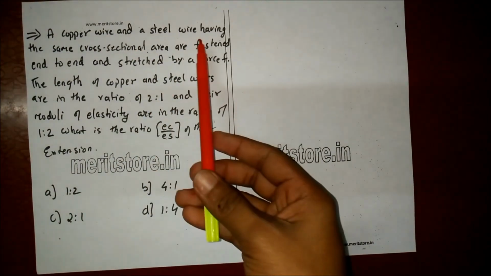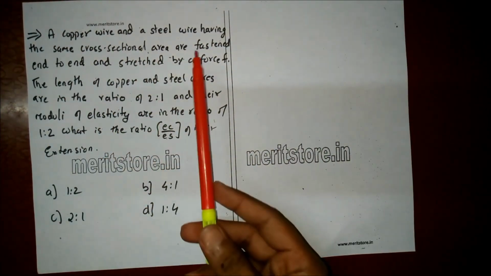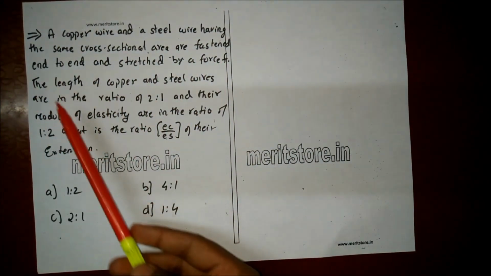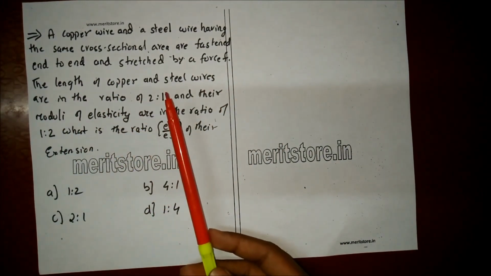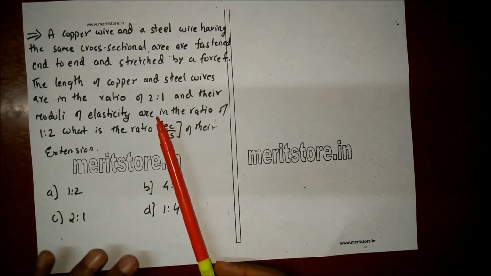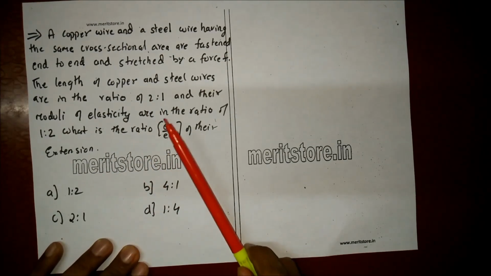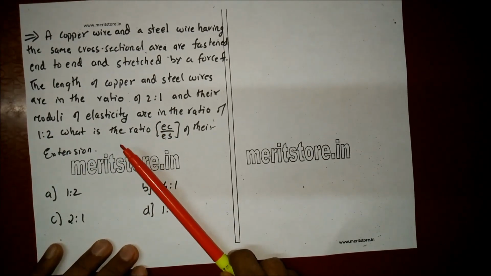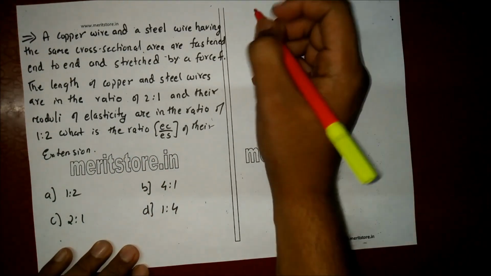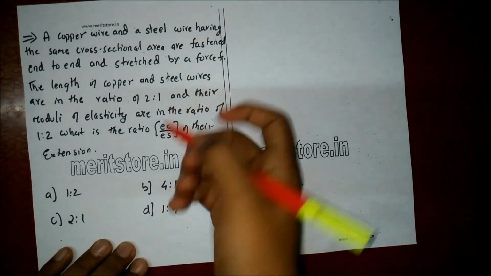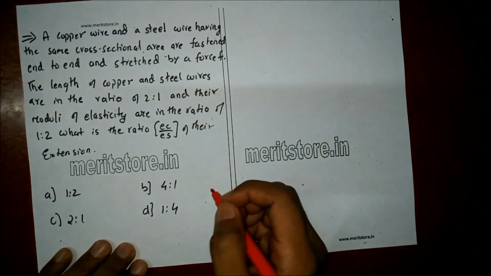A copper wire and a steel wire having the same cross-sectional area are fastened end to end and stretched by a force F. The lengths of the copper and the steel wires are in the ratio of 2:1 and the moduli of elasticity are in the ratio of 1:2. What is the ratio of EC upon ES of the extension, where EC is the elongation of the copper wire and ES is the elongation of the steel wire?